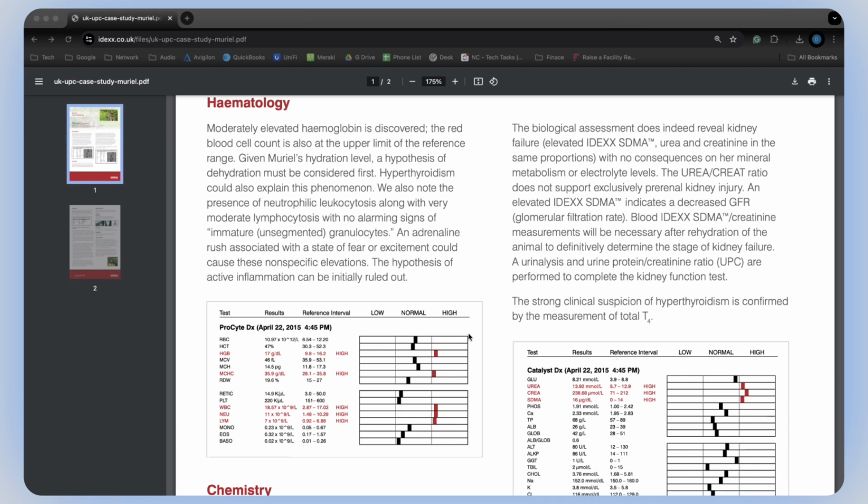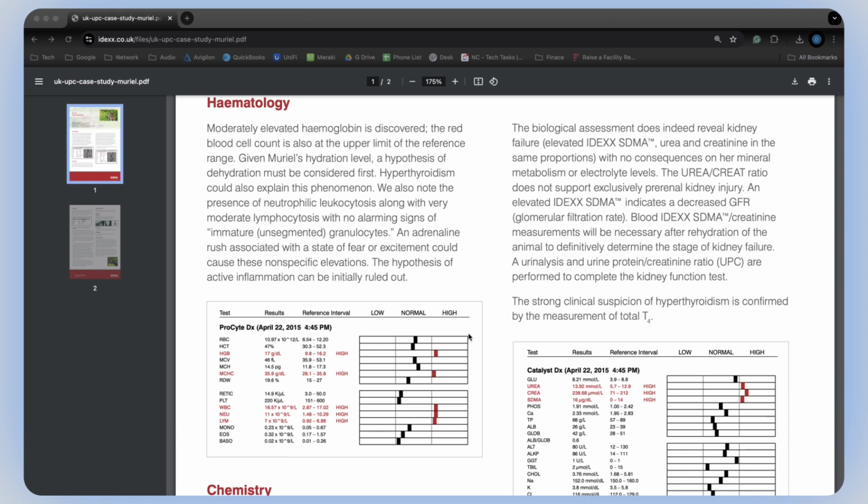Our white blood cells are high, being our neutrophils and our lymphocytes. Now, remember, what's the order of the most common of our white blood cells? Neutrophils, lymphocytes, monocytes, eosinophils, basophils.